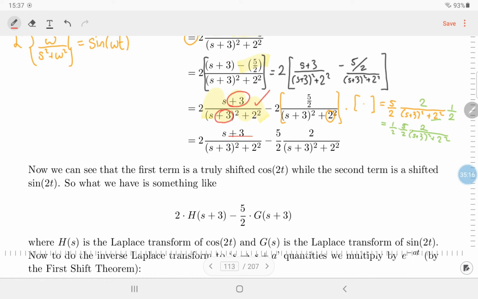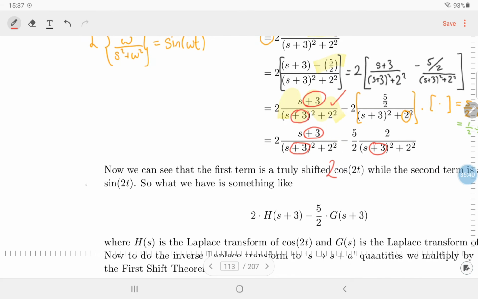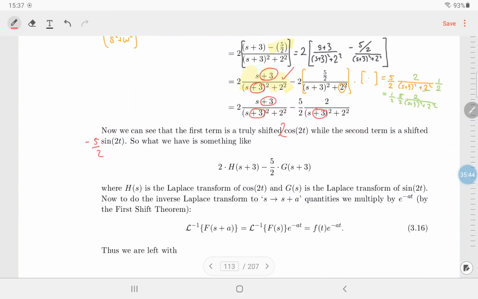The first thing, just forget about the plus 3 for a moment. It's s over s squared plus 2 squared. And the other one, forget about the plus 3 for a moment. It's 2 over s squared plus 2 squared. So you've got a truly shifted 2 cos 2t, the 2 on the front. And the other one is a shifted, well, minus 5 over 2 sine 2t. So we have something like this.